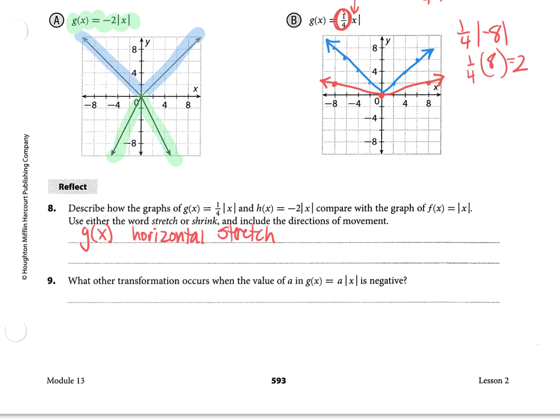Then over here with the green one, if we took these two arrow pieces, we would have to put them closer together horizontally to get them to become skinnier or more compressed. So h of x is a horizontal shrink because we're pulling those two green points closer and closer together to get them to become skinnier and skinnier.